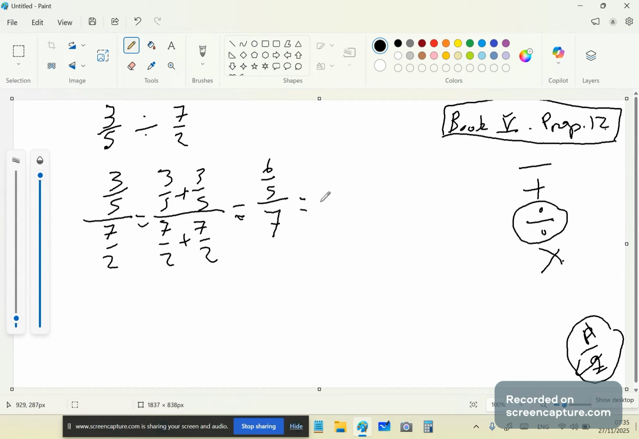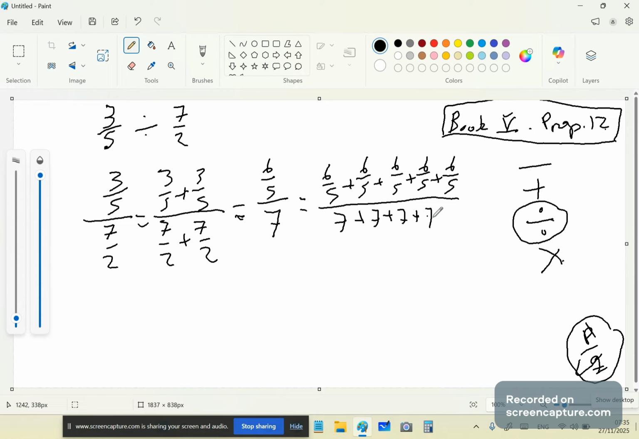Now we want to get a single number at the top. And we know that if we add this 5 times, and we have to do the same at the bottom, 5 times as well, then on top here we're going to get 30 over 5, which is 6. And at the bottom, we're going to get 35. So the answer to this is 6 over 35.